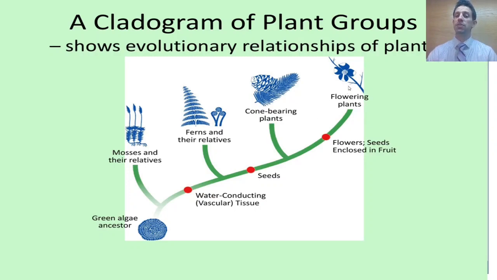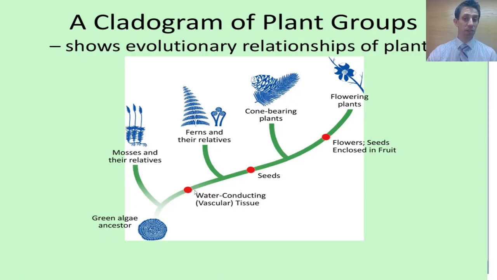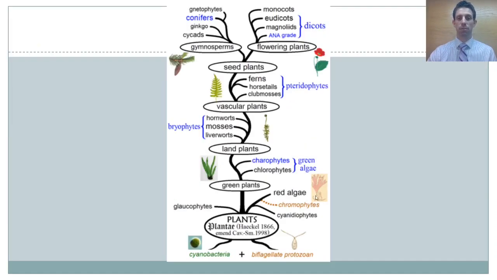But if we follow this cladogram and take a look at flowering plants, we know that flowering plants are multicellular. They have vascular tissue. They make seeds, and they do that by the production of flowers. This cladogram just shows the major evolutionary steps that we see within plants.